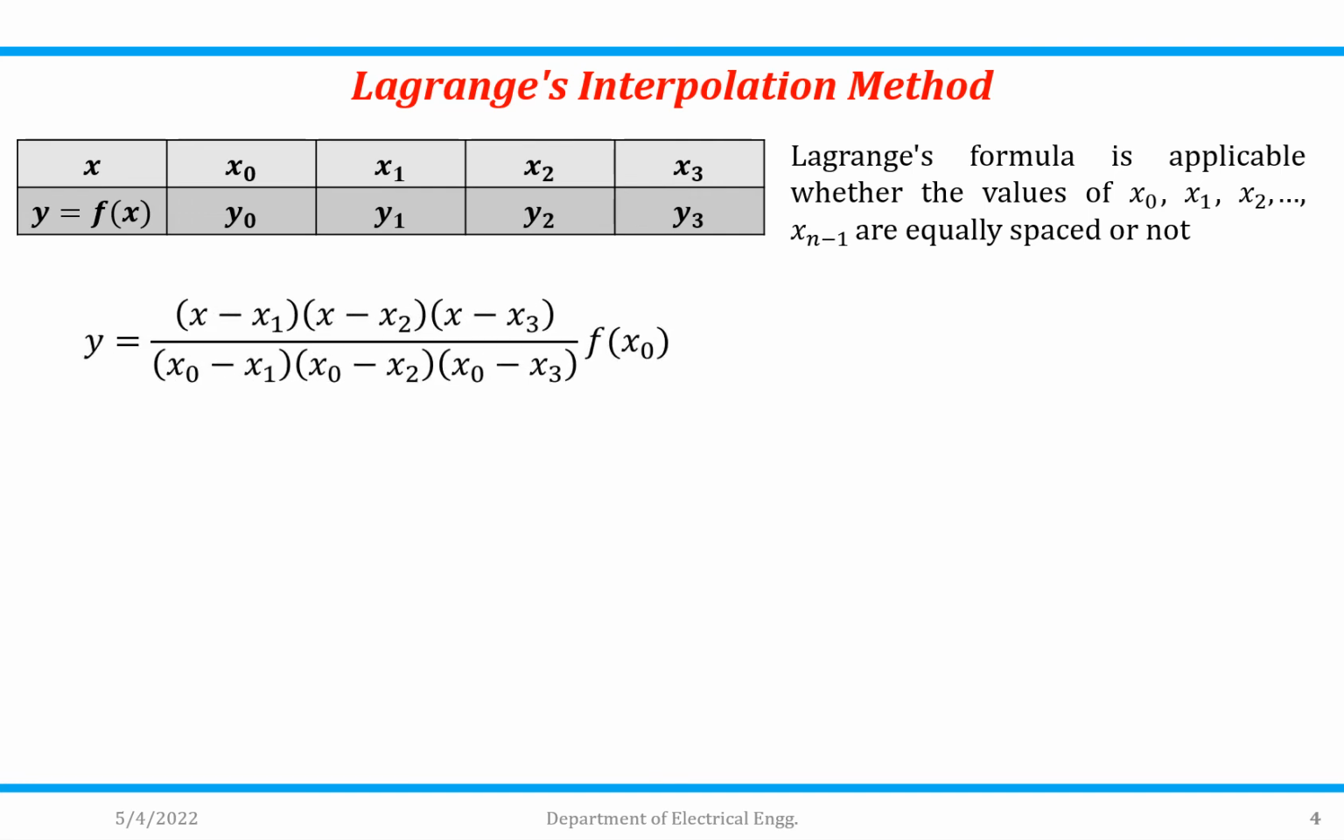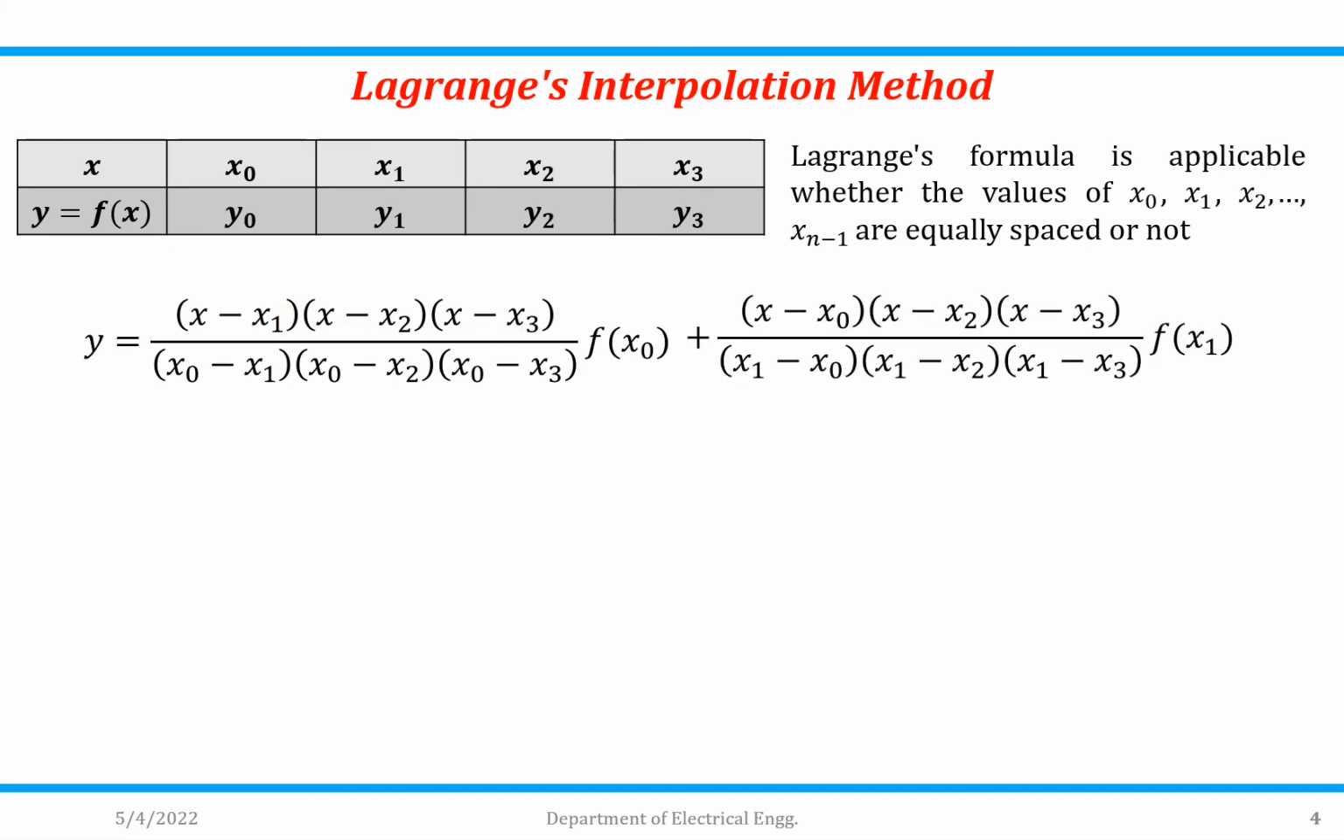So the formula is y equal to (x minus x1)(x minus x2)(x minus x3) upon (x0 minus x1)(x0 minus x2)(x0 minus x3) into f of x0. Now f of x0 is nothing but y0. If you carefully observe, the x0 term is not present in the numerator. If it were present in the numerator and denominator, then x0 minus x0 becomes 0 and the whole term will be infinite. So that is why this term should not be written in the numerator.